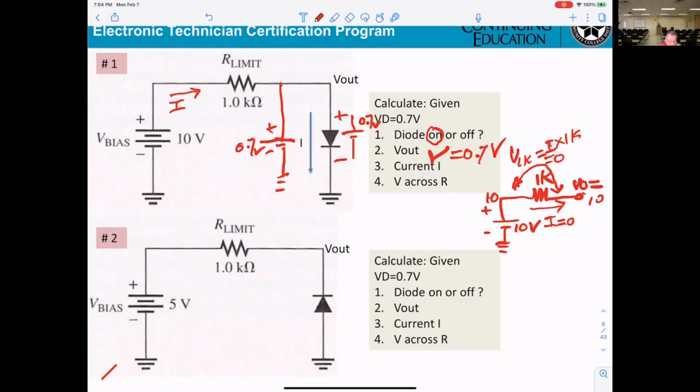Okay? So now when I say the diode on, you substitute the diode by the battery here, 0.7. Now if you take the meter to measure from here to the ground, you are supposed to get that 0.7 volt.